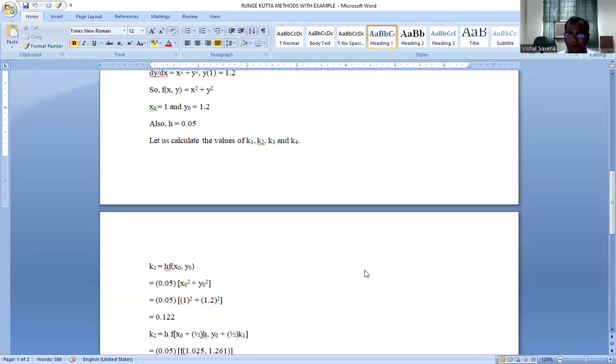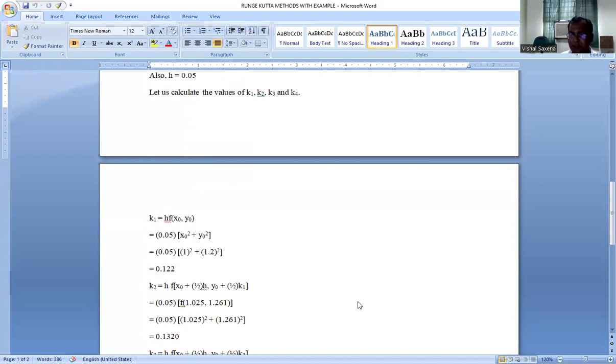As we have already discussed in this algorithm how to find k1. So k1 is given by h into function f(x naught, y naught). x naught and y naught are the initial values for the function, and we are given that x naught is 1 and y naught is 1.2. h is 0.05, which is not given but we have assumed it. So 0.05 is the value of h, and therefore k1 becomes here 0.122. So this is k1.